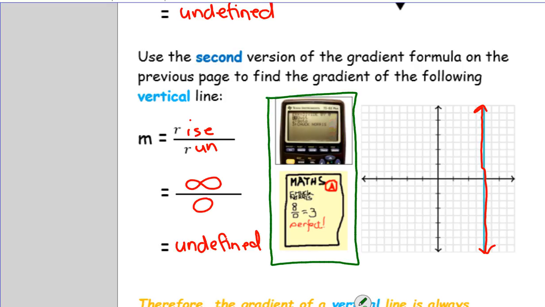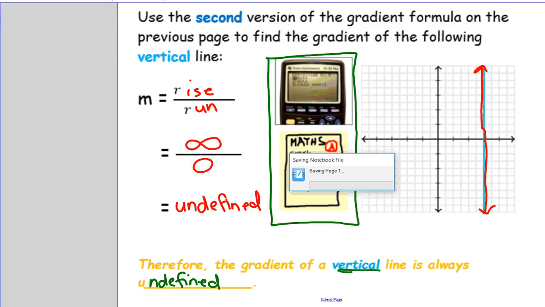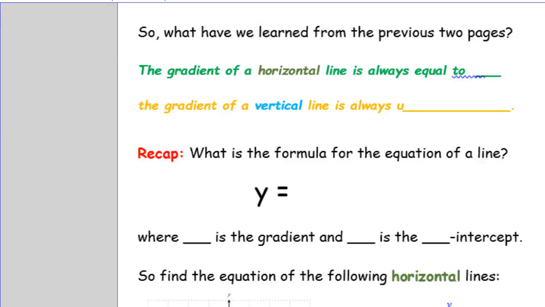So perhaps you remember. Therefore, overall, we can say the gradient of a vertical line is always undefined. Gradients of horizontal lines are always equal to 0, and gradients of vertical lines are always undefined. So what have we learned from the previous 2 pages? We can fill this in. The gradient of a horizontal line is always equal to 0. The gradient of a vertical line is always undefined.